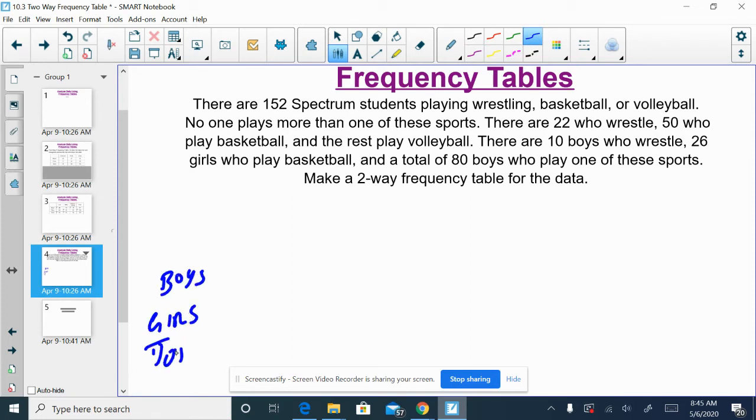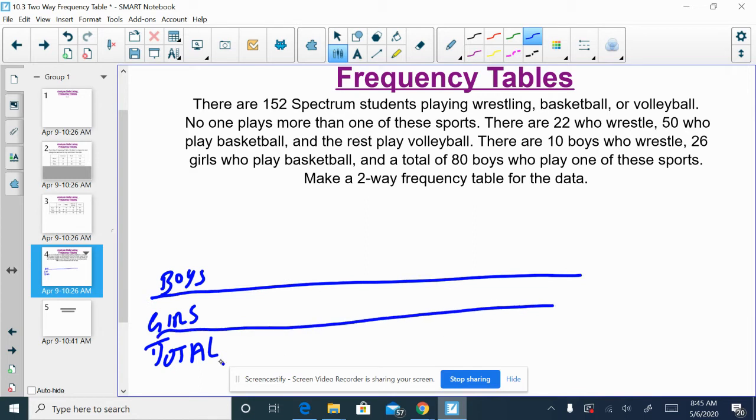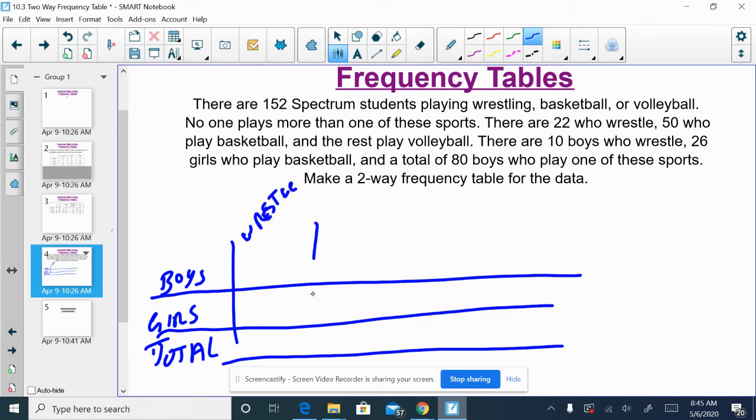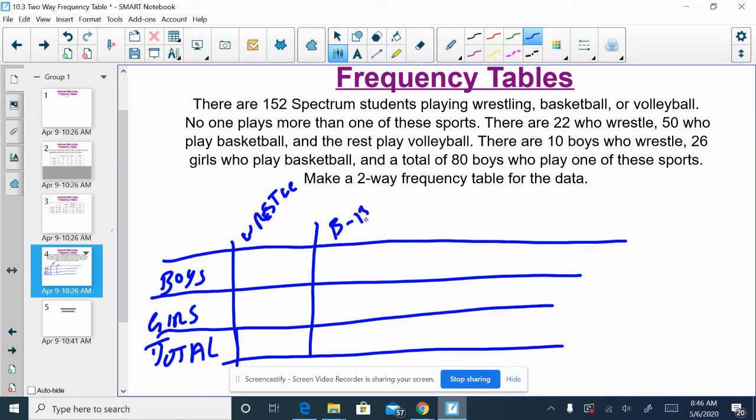And we're going to need a total. So we got something like this. Oof, that's pretty ugly. The other categories would be sports they play. So we could have wrestle. Oh, I misspelled it. That's embarrassing. Wrestle, b-ball, or v-ball. And then we'll have a total.